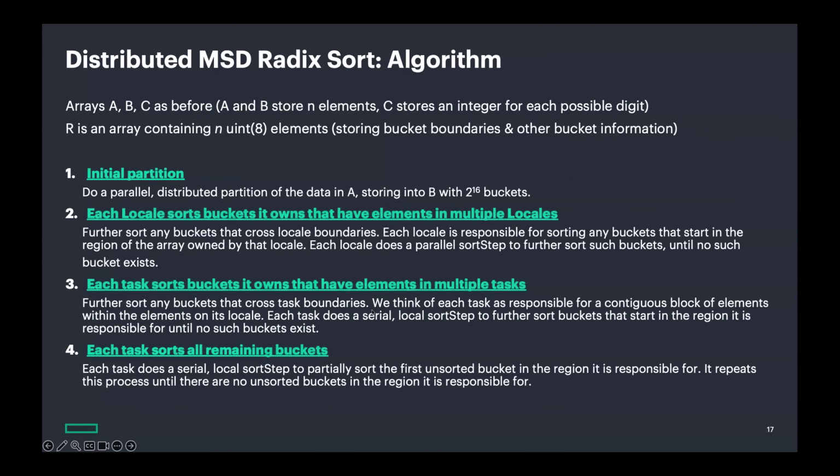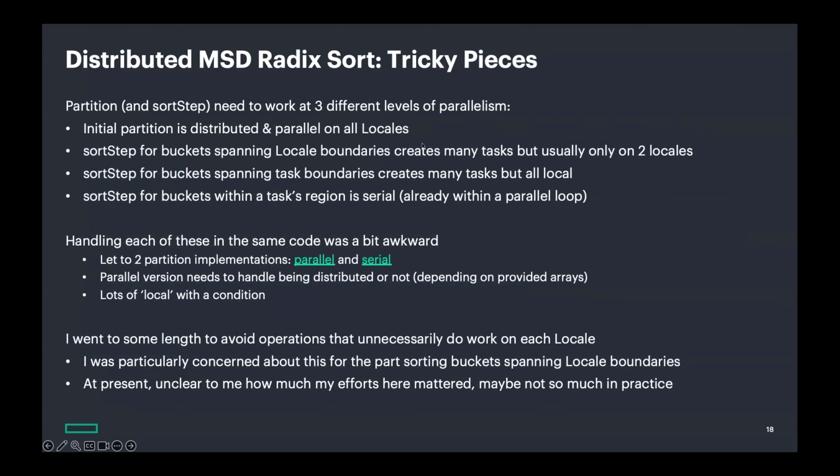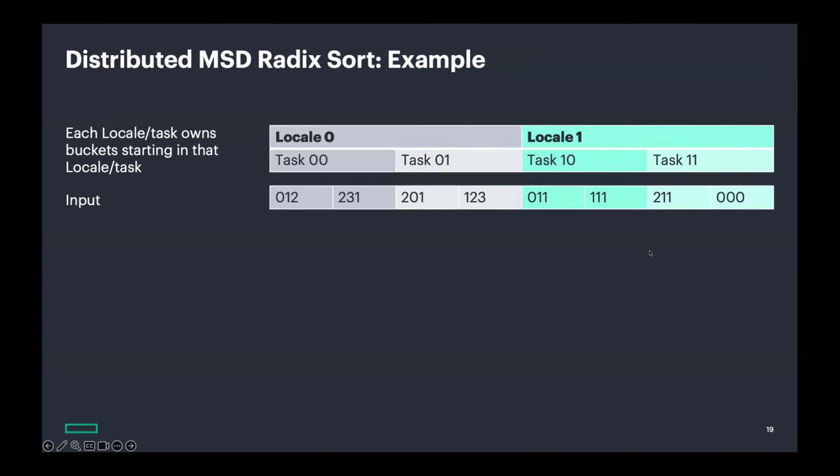So here's the algorithm. I'm going to skip over this and instead go to an example. Before I go to the example, the trickiest part of implementing it was that the sort step and partition needed to work at different levels of parallelism: distributed parallel, single locale parallel, and serial. And I'm still accelerating a little bit to have time for questions.